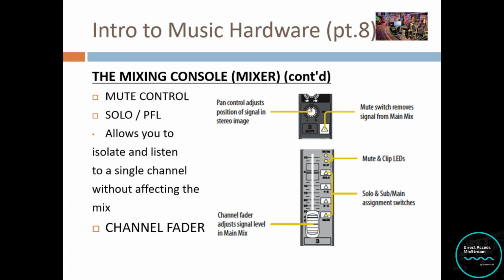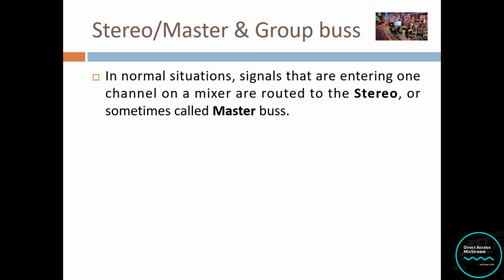And obviously, you have the next component inside a channel strip, your channel fader, for adjusting the signal level. Now, in most regular situations, signals that enter a mixer channel are usually always routed to the stereo, or sometimes you call it the master.